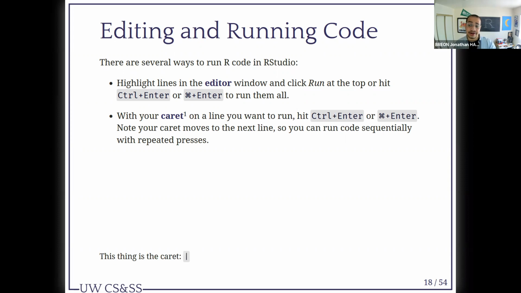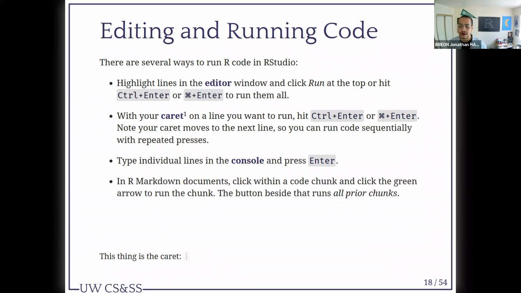Another way is with your caret. That's this little flashing guy here. With your caret on a line you want to run, hit Control Enter, or Mac curly Q Enter. Note your caret moves on to the next line, so you can run code sequentially with repeated presses. You can type individual lines of code in the console and just press Enter and it will run. In R Markdown documents, you can click within a code chunk and click the green arrows to run the chunk.